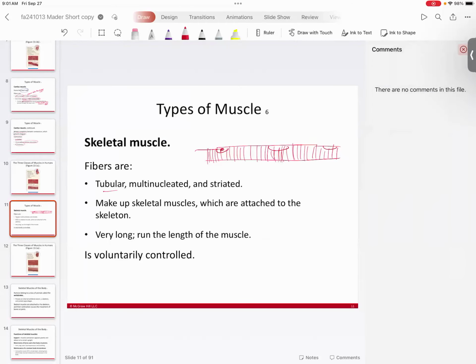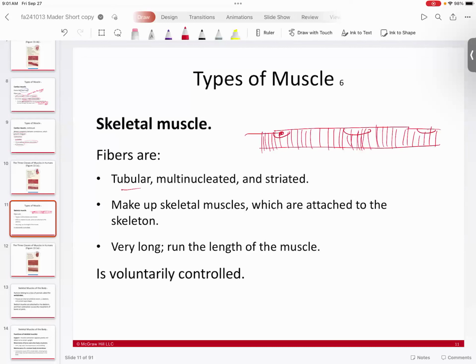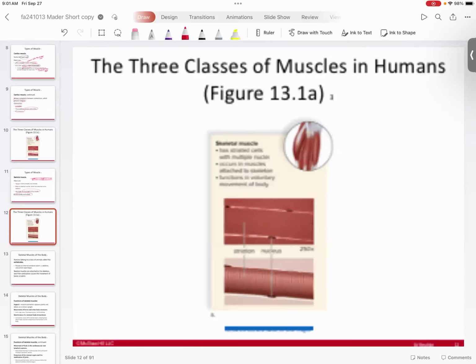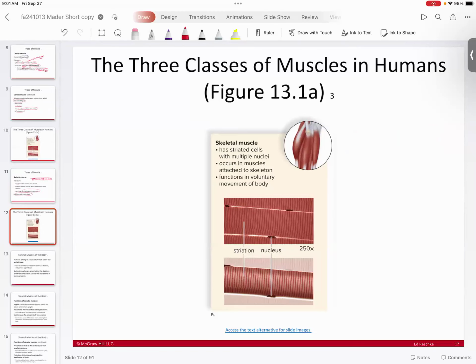And so this is basically what makes up the muscles of our skeleton. It's attached to our bones. They tend to be very long. The fibers themselves can actually run the entire length of the muscle, so they're very, very long. This is basically your voluntary control, so you can decide whether or not you want to contract them.